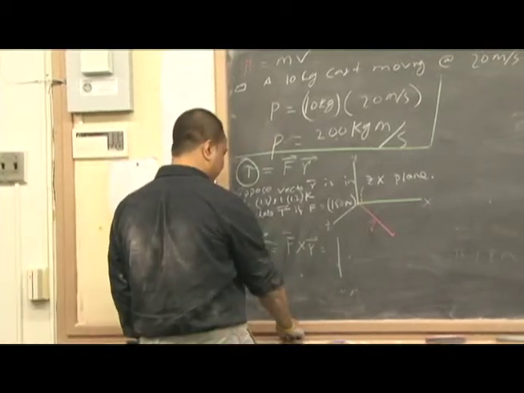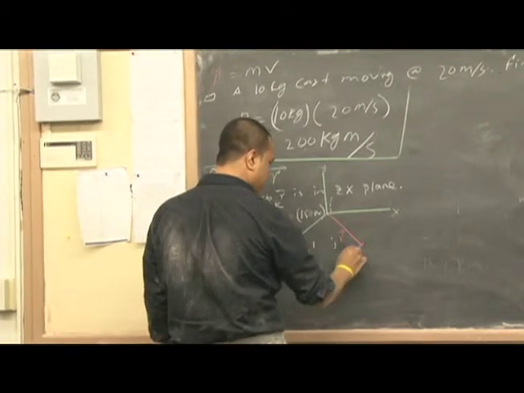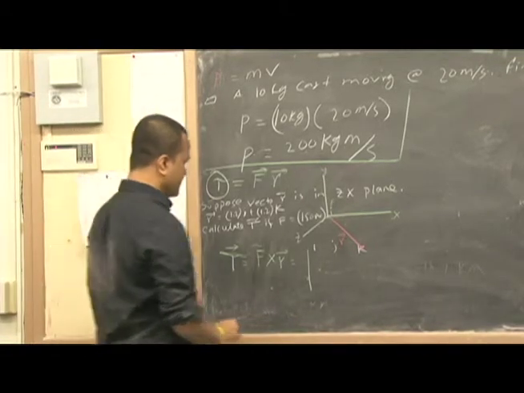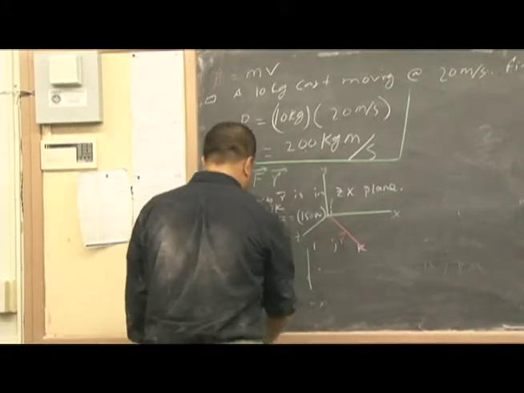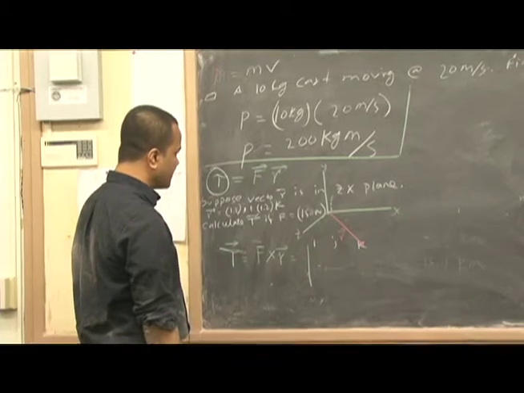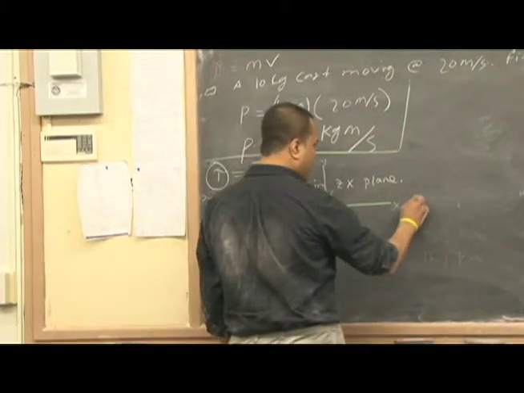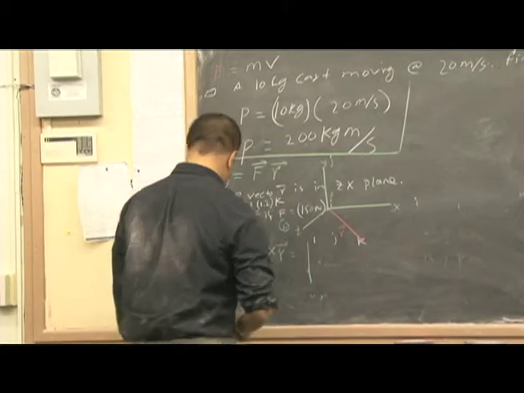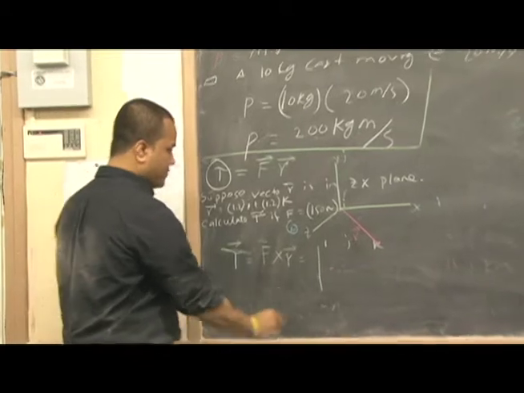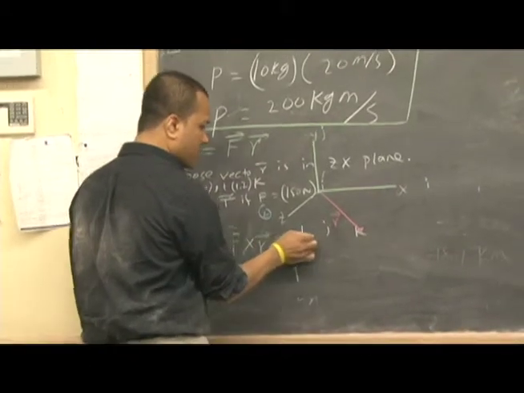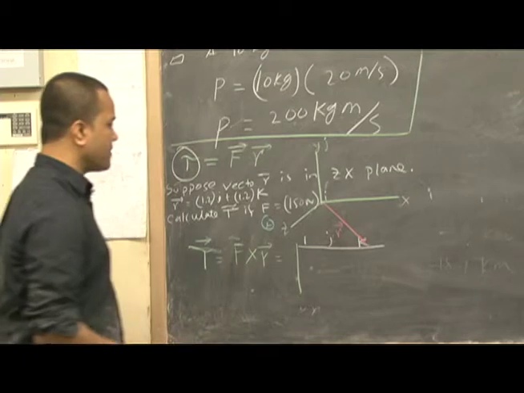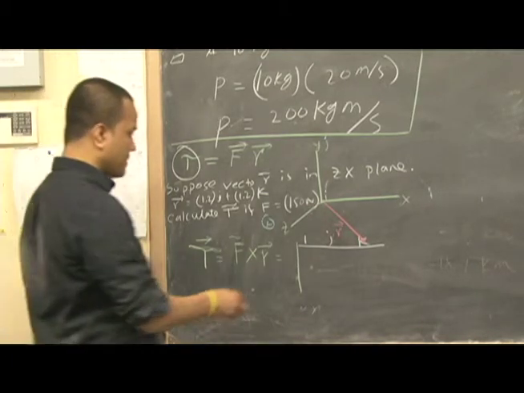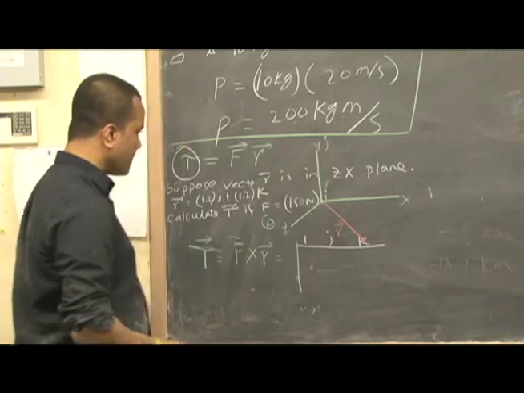So i, j, k. This is engineering notation: this is i, this is j, and this is k. If you don't understand the cross product, you may want to watch my math videos, especially the linear algebra videos, and then it would be clear.